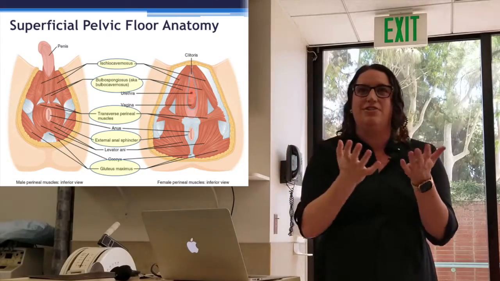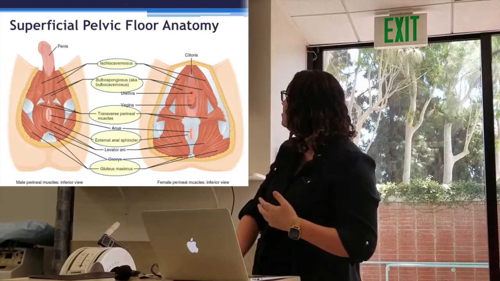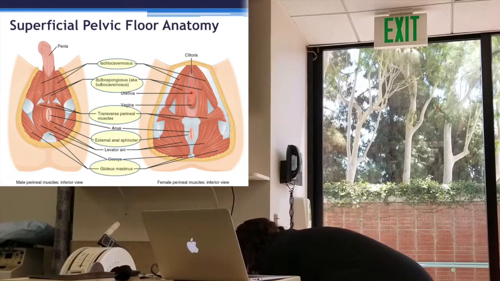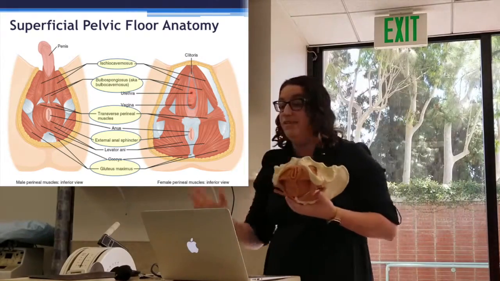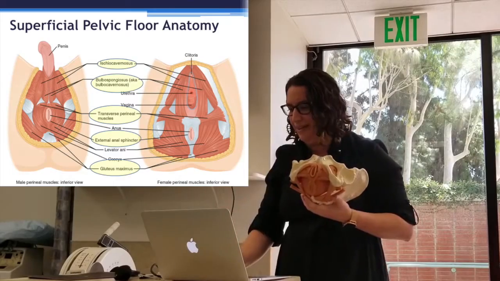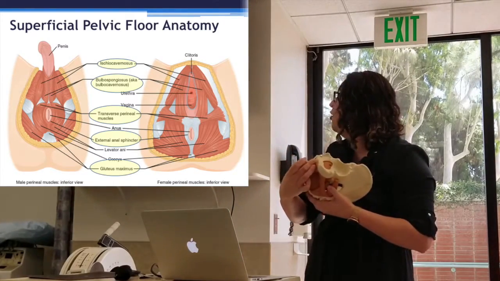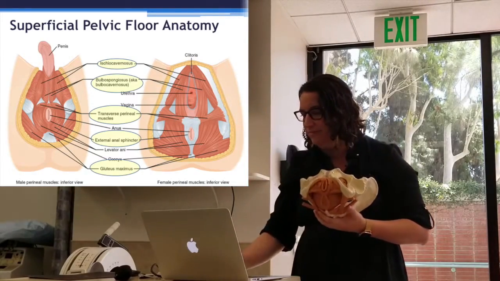Some of the main structures of the superficial anatomy that I want you to be aware of, the ischial cavernosus are going to be these muscles that kind of align the sides of the pelvis, on either side here and here. And we have them in both male and female anatomy. Bulbospongiosus are going to be the muscles that kind of encircle the opening of the vagina and the base of the penis in the male anatomy.